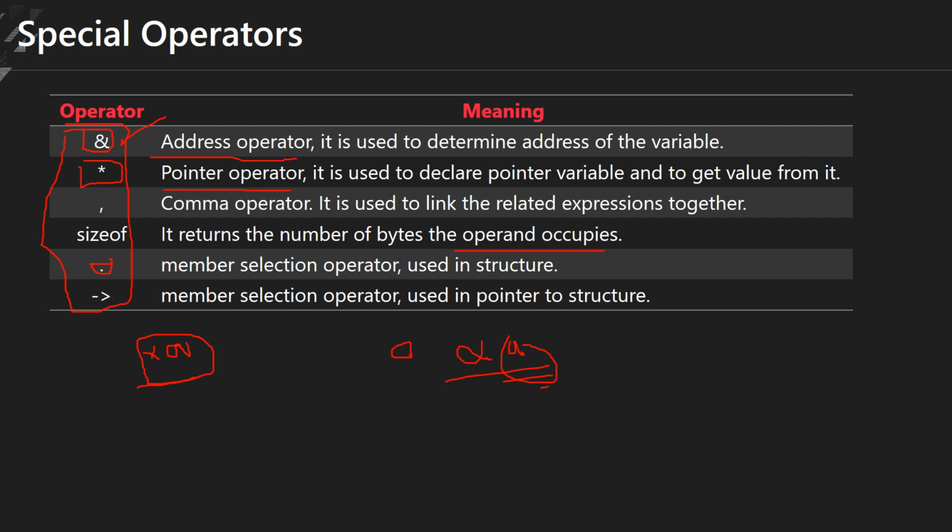With this, I think I'll wind up the video today. It was a little lengthier than usual. I'll move on to one more video, where I'll explain all these operators while writing programs. Thank you. I hope you understood this concept.